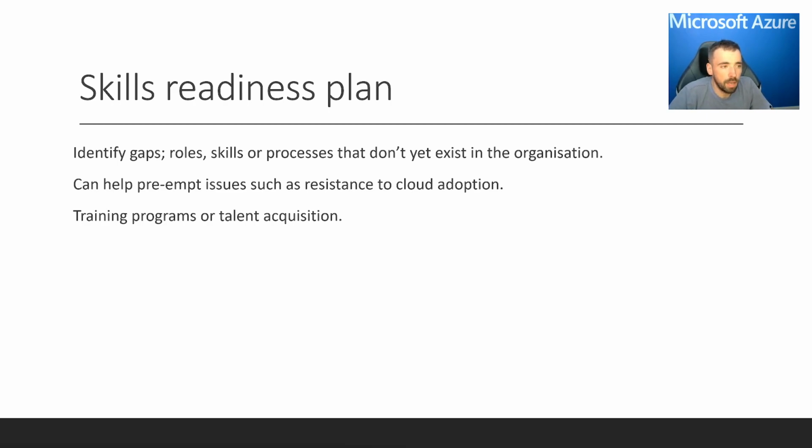We can help preempt issues such as resistance to cloud adoption. There could be some resistance from people that are concerned about the cloud adoption and the direction that it's going to take their role. So we can preempt issues like that. Some of the potential solutions are training programs for staff or talent acquisition and recruiting externally if required.